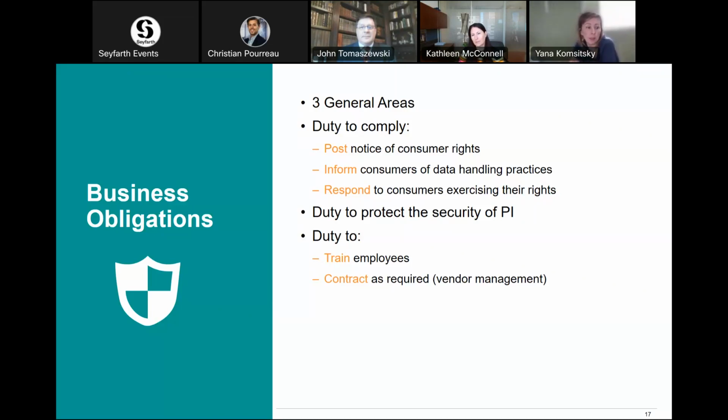And the hard ones, duty to train employees and contract appropriately with third parties in a compliant manner. So for instance, if the business sells to or shares with a third party or discloses PI to a contractor or a vendor for a business purpose, it must enter into an agreement with that third party that specifies the PI is disclosed only for limited or specified purposes. The agreement must pass certain obligations, grant the business the right to take reasonable and appropriate steps to help ensure compliance and remediate non-compliance or unauthorized use, and additional matters. Let's go to the next slide.